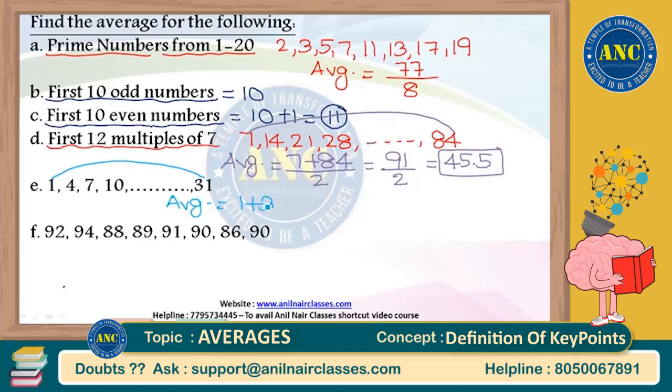It is 1 plus 31 divided by 2. 32 divided by 2 is 16. Answer for this fifth question is 16. I believe that it is very, very clear for you people. Idea clear, sir? Next. Now see here, sir.